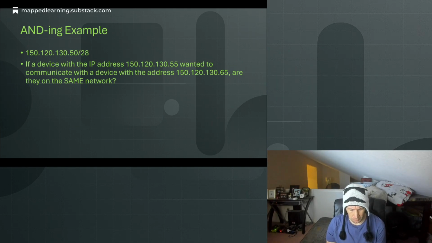Now I pose this question. If a device that has an IP address of 150.120.130.55 with this subnet mask, 255.255.255.something, but it ends up being the /28, wants to talk to another device that has the same first 3 octets, but the last octet is 65, would they be on the same network?